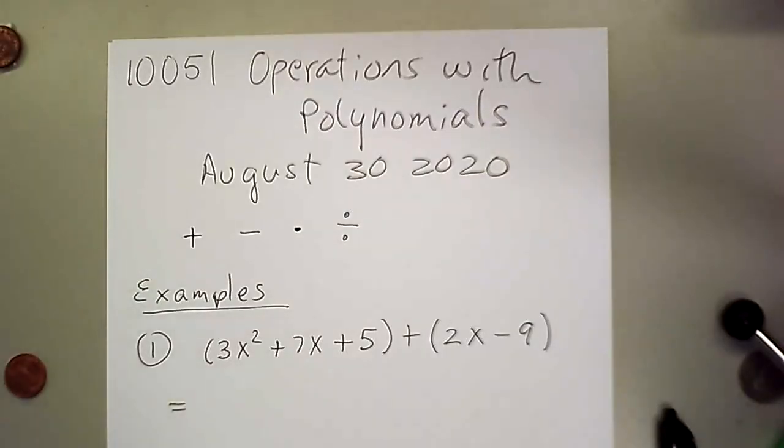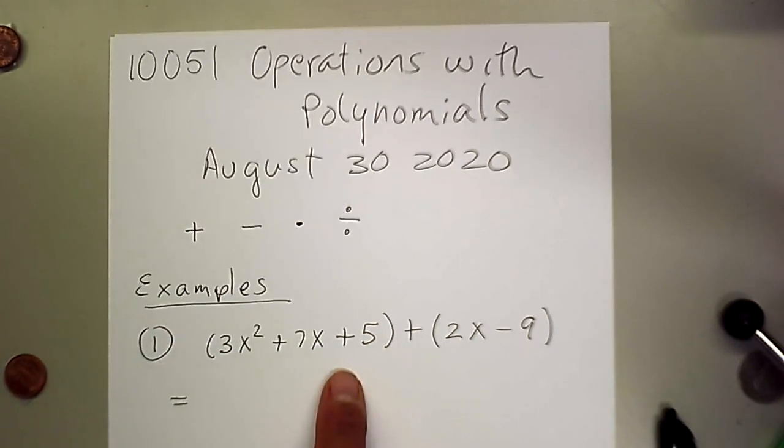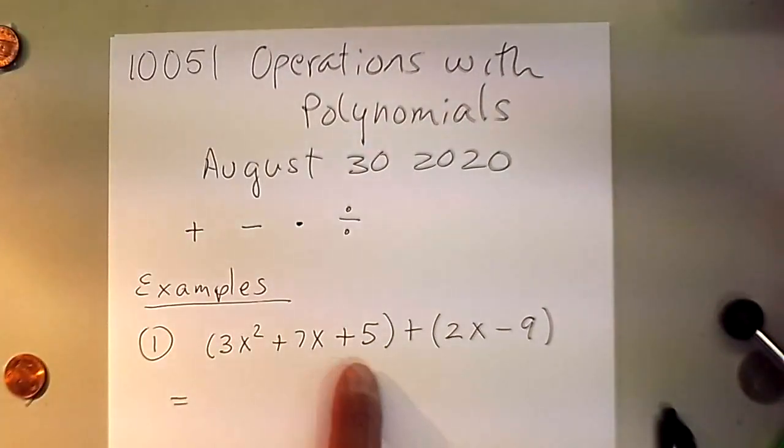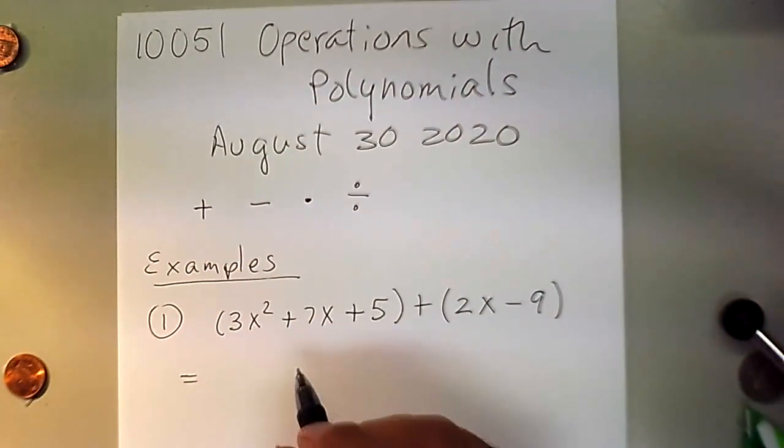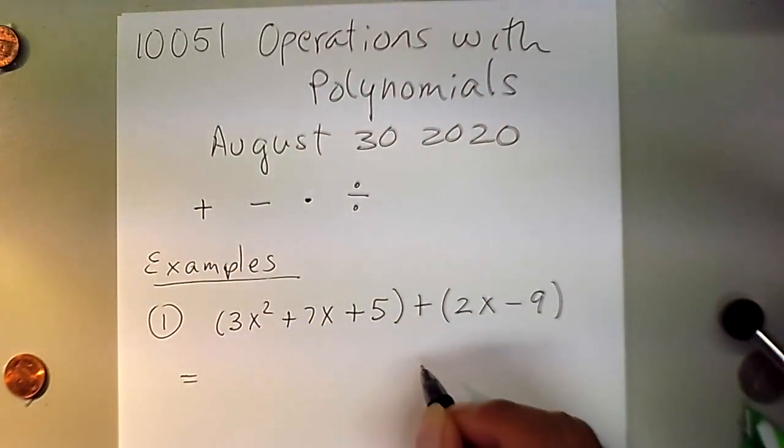Okay, we're going to review operations with polynomials. The first operation is going to be addition. So there's an example of the addition of two polynomials. What we do in this case is simply put like terms together.